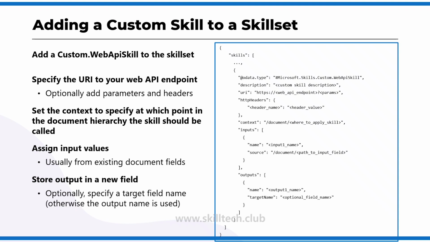We have the input array and we have the output array below that, which is providing the same kind of input value with the source document path associated with it. And finally, in the output array, it is generating the output name. You can set the context to specify at which point in the document hierarchy the skill should be called. So you can specify the hierarchical path, and that's why the path is important. Finally, once you have the output generated, you can specify the output target field and the name which you are going to use while using this index search.